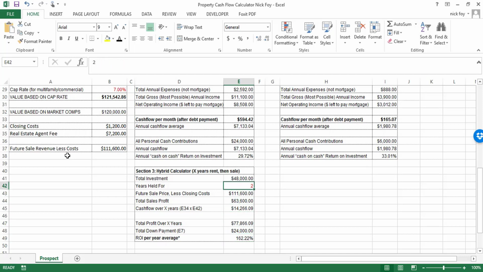So if we were to say that we're going to hold this property over 15 years, then our average return over those 15 years would still be about 47%.